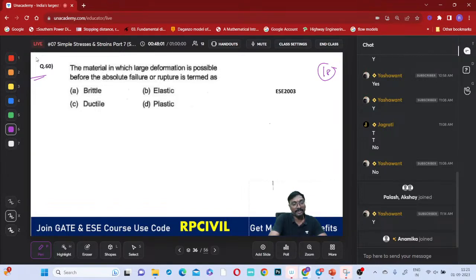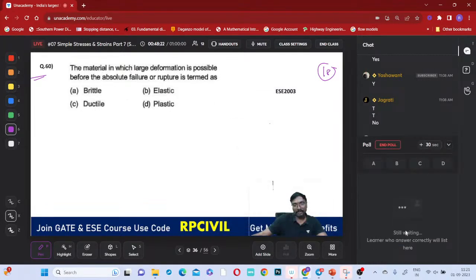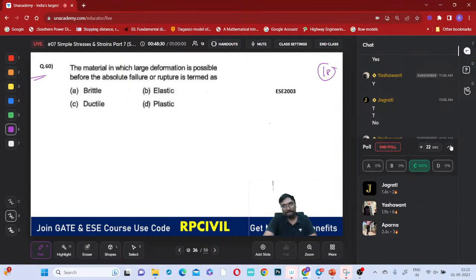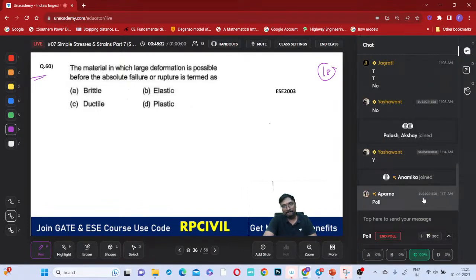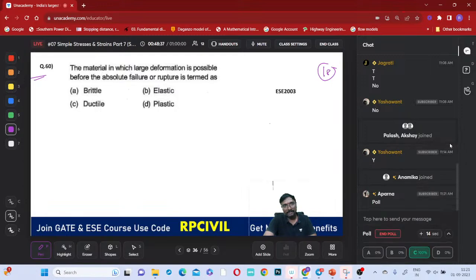Now if you observe, this is the 60th question. Anyone? The material in which deformation is possible, which deformation is possible, everyone? Okay, I'll start the poll. 30 seconds. Jagrati and Yashwant answered correctly.